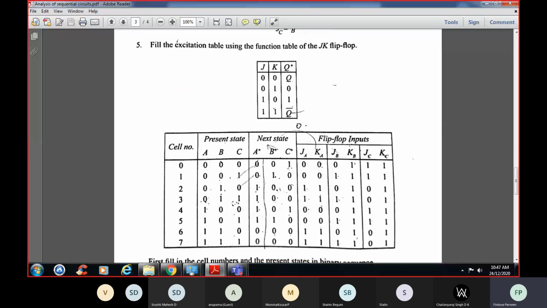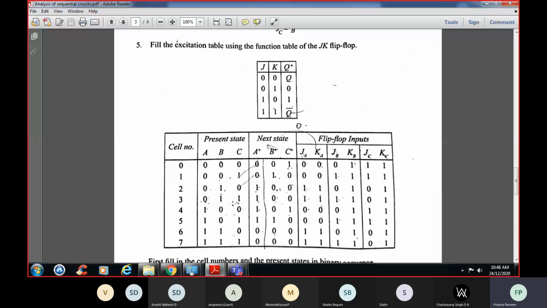Okay. So what are KB and KC? They are equal to 1, so I'll fill all with 1, 1, 1, 1 like this. So what is JC? It is nothing but B bar. So what is B bar? Where B is 0, 0, it will be 1, 1. If B is 1, 1, it will be 0, 0. In the same way, I have got this. I filled up JB, KB and JC, KC. Now next, what do I have to do? I have to write A plus, B plus, C plus.